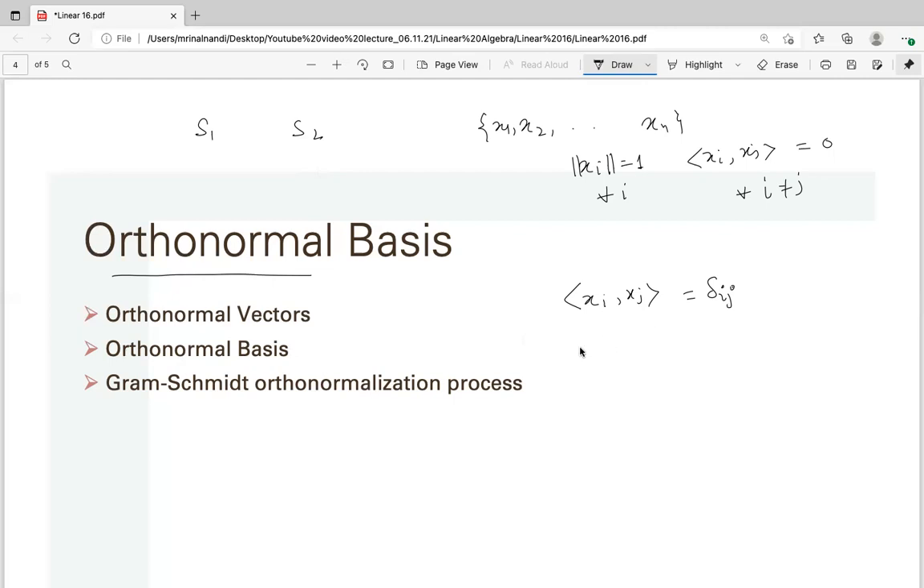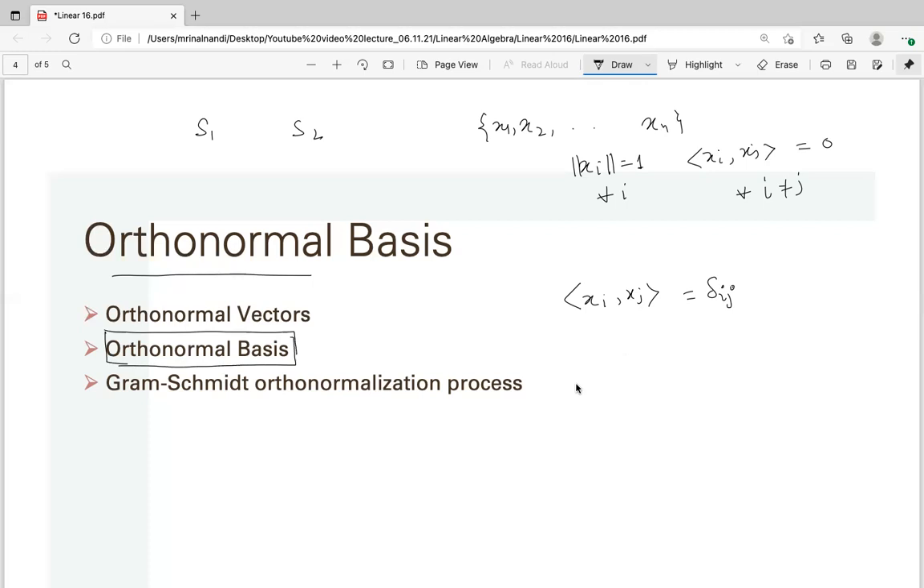Now this may form a basis. If so, this is a basis. If there is a basis in which every element is a unit vector and they are orthogonal to each other, then it is called an orthonormal basis. So a very important thing is the orthonormal basis. It is a set of orthogonal unit vectors, and it spans the whole vector space.